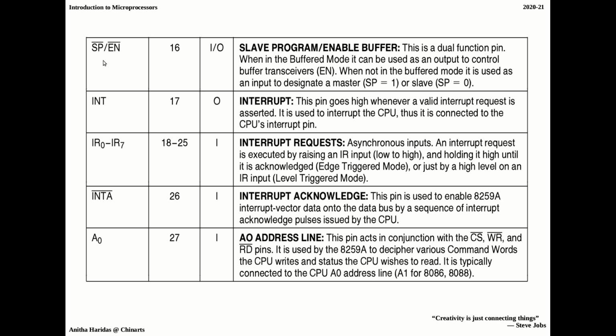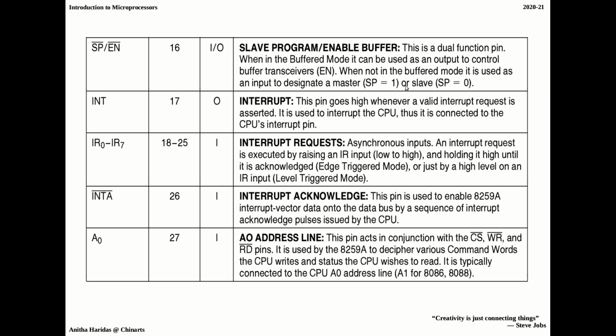Then, in the cascade buffer, we have seen a pin called slave program or enable buffer. This is actually a dual function pin. When in the buffered mode, it can be used as an output to control buffer transceivers. A transceiver is a transmitter as well as a receiver combined together. When not in the buffered mode, it is used as an input to designate a master or slave.